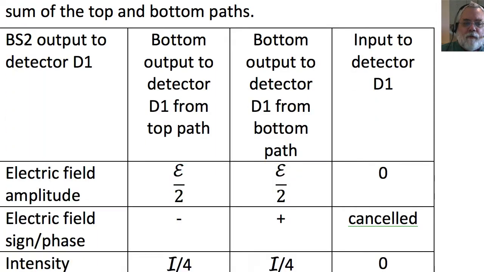So we make a table of beam splitter 2 output to detector D1. We've already calculated the bottom output to detector D1 from the top path. I'm just going to repeat the column here. And the bottom output to detector D1 from the bottom path, going to repeat that column here. And we're going to have the new column, the linear superposition, that tells us the input to detector D1 due to the combination of the paths.